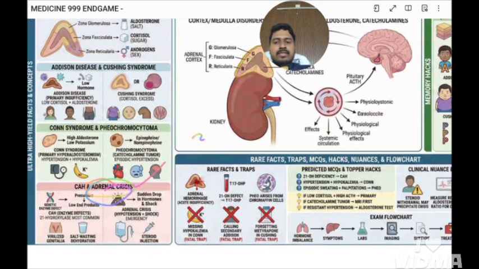So there is something called adrenal crisis, which we now discuss. So with a sudden drop in hormones, the patient will go into shock. There will be hypotension and shock features. So you give hydrocortisone. IV hydrocortisone is the drug of choice.